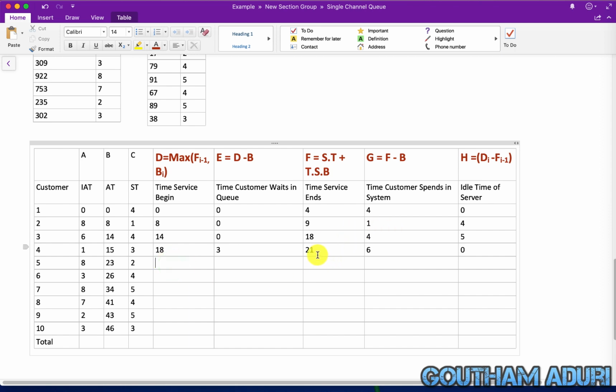Same thing, time service ends is 21 and here the arrival time is 23. So the maximum value of 21 and 23 is 23. And here the time customer waits in the queue is D minus B, so it's 23 minus 23, 0. And the time service ends is 23 plus service time, 25. And time customer spends in the system is 25 minus 23, 2. And the idle time of the server is begins minus ends, time service begins 23 minus 21 of the previous row, so it's 2. And the next one, compare the time service ends and the arrival time.